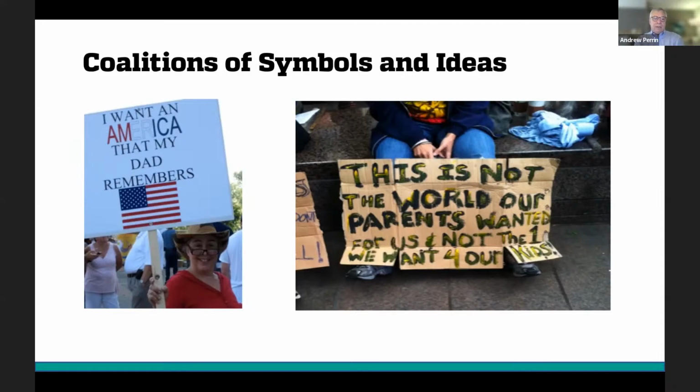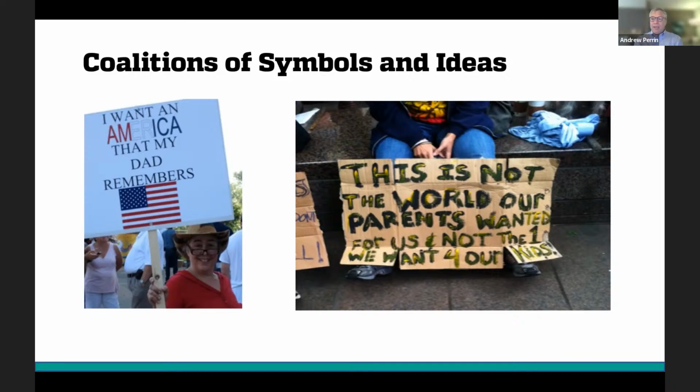The right-winger, the Tea Party, is physically on the left here, and she says, "I want an America that my dad remembers." The Occupy Wall Street person says, "This is not the world our parents wanted for us and not the one we want for our kids." So both of these are arguing for a kind of intergenerational justice.